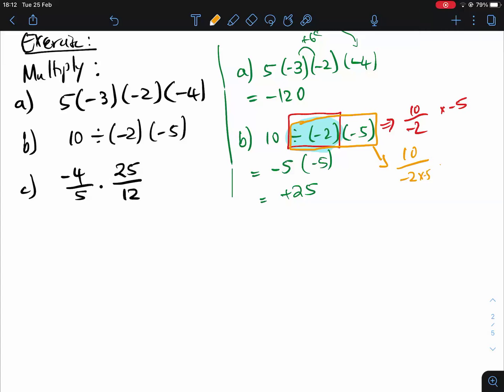This is incorrect because there's no double brackets here. If only there were 2 brackets like this, we could write it like that. Correct? Yes. And now C.